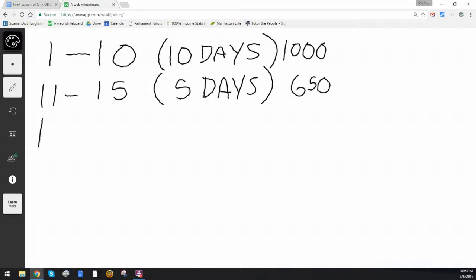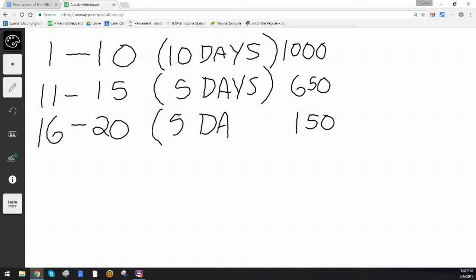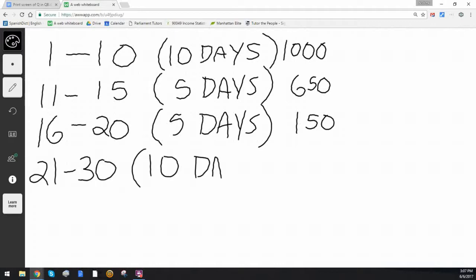On June 16th, you withdrew another $500. So that means there must have been $150 in the account. And then from the 21st to the last day of the month, which was 10 days, we don't know how much there was in there. There was just an amount of money in there.